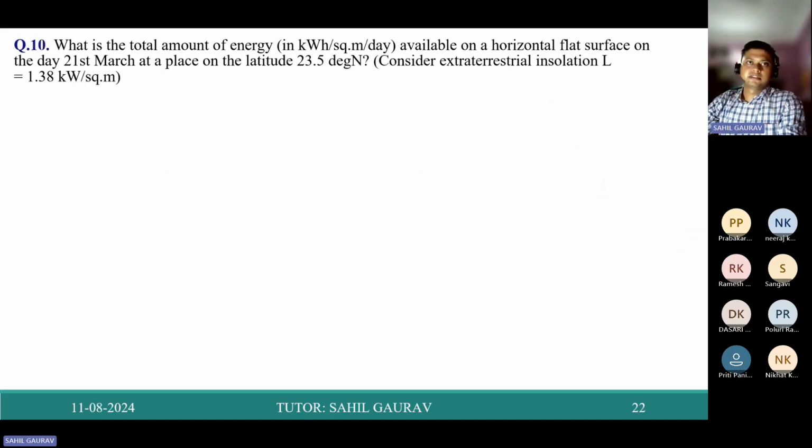Let us come to the next problem. What is the total amount of energy in kilowatt hour per meter square per day available on a horizontal flat surface on the day 21st March at a place of latitude 23.5 degree north? So here this phi is given north, so it is positive. Consider extraterrestrial insolation L is 1.38 kilowatt per meter square.